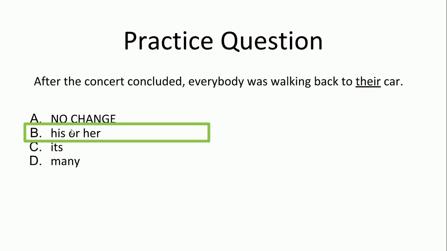Everybody's singular, it works. Its is singular, but everybody refers to humans. We don't usually use it for humans. That doesn't really work. And many creates a whole new problem because you don't say many car. Car is singular. It needs a singular modifier. That doesn't work. It just creates a whole new set of problems.